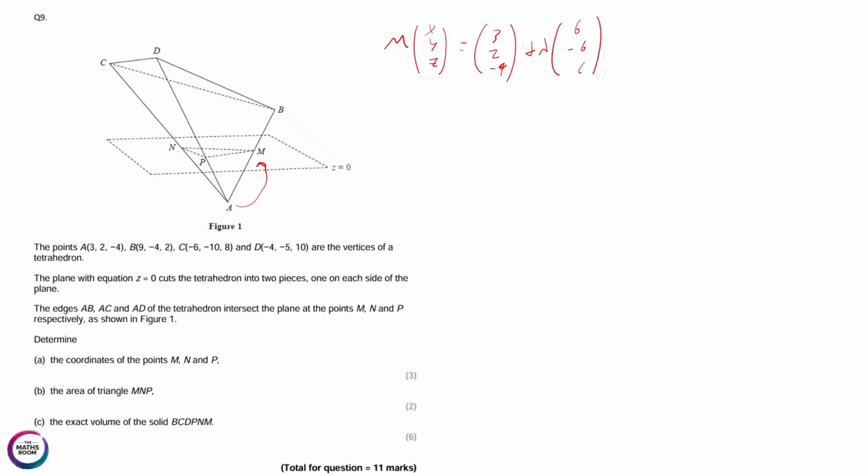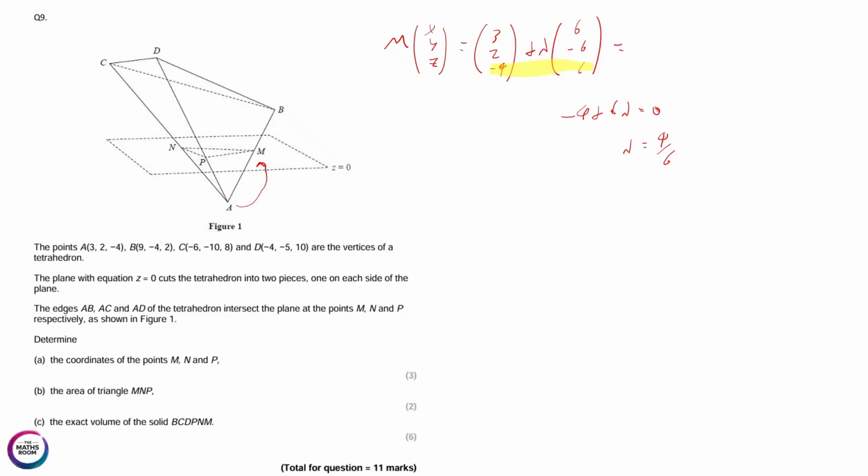Okay. That's good. And obviously, we know, guys, that the Z component is 0. That's going to tell me my lambda straight away. So we know that this Z component here has to be 0. That's going to work out lambda. So we know minus 4 plus 6 lambda has to be 0. So lambda has to be 4/6. Let's leave it at 4 over 6.